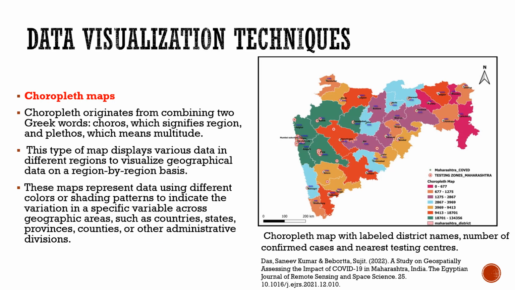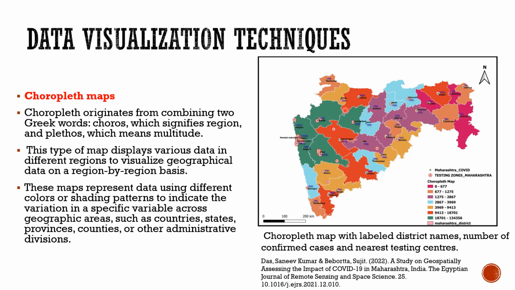Now, let us see the various ways in which the viral mapping data can be represented. The data visualization techniques. Choropleth maps. Choropleth originates from combining two Greek words, choros, which signifies region, and plethos, which means multitude. This type of map displays various data in different regions to visualize geographic data on a region by region basis.